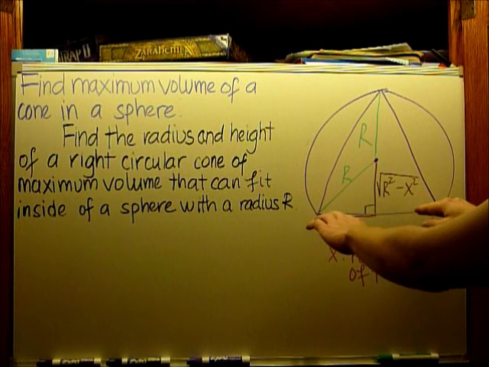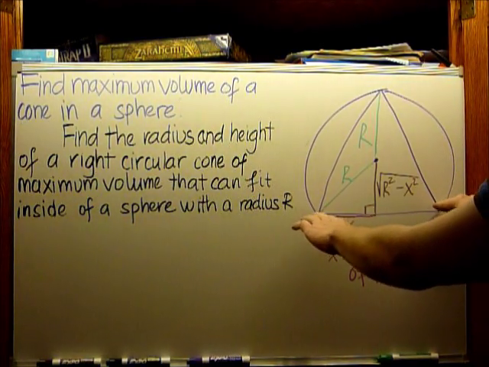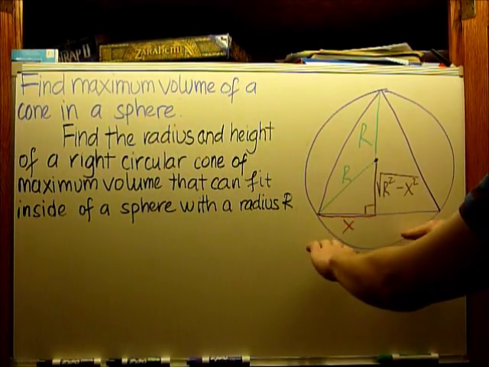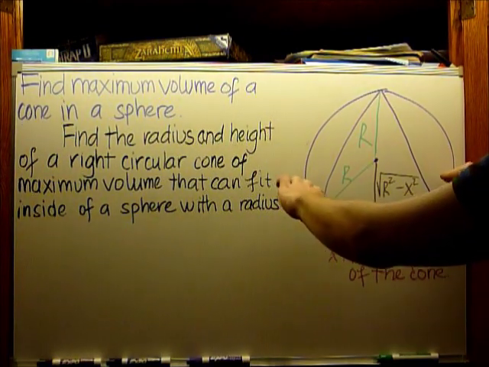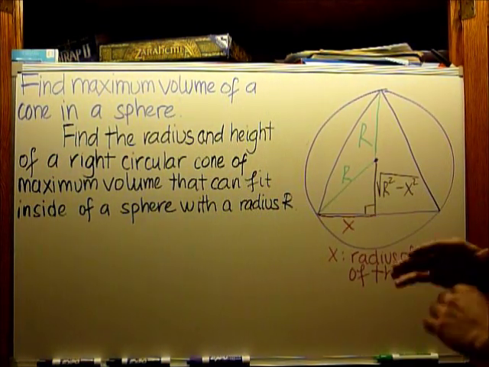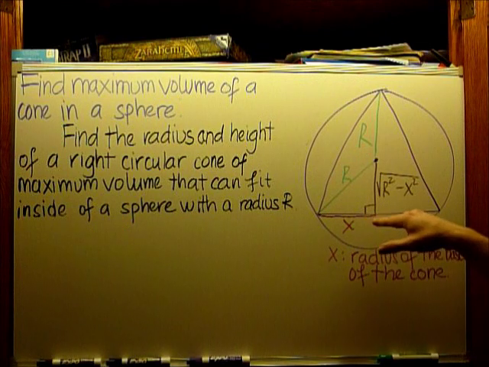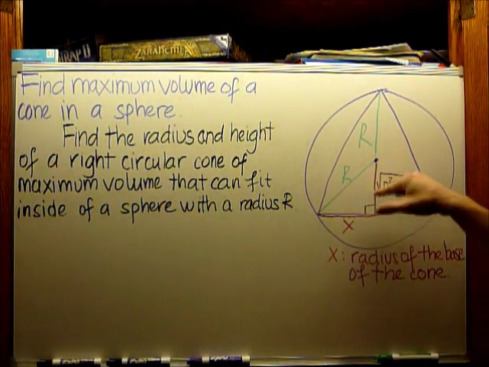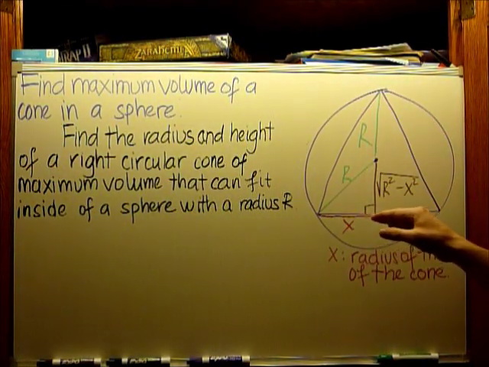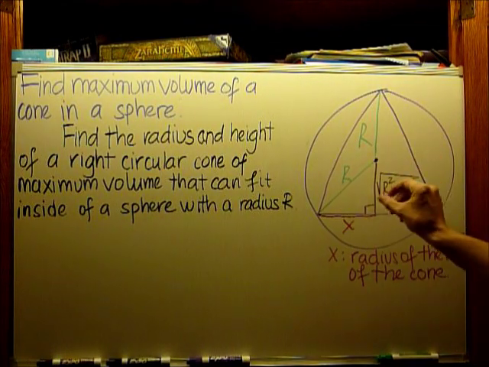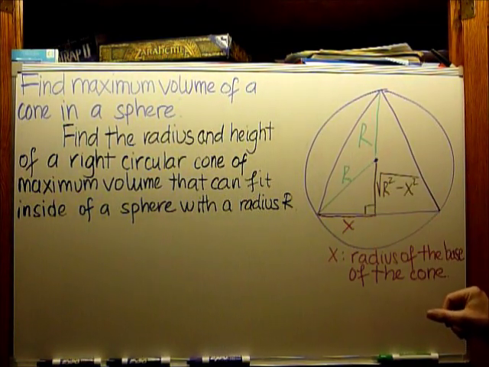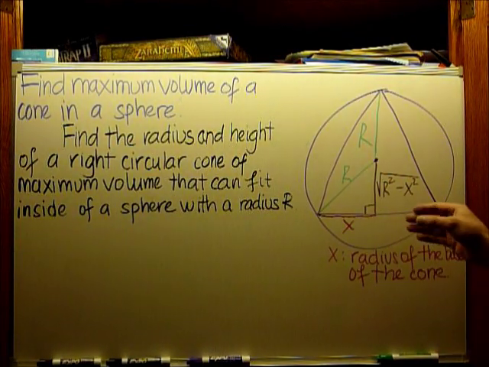Now the radius of the base of the cone can change size as it changes inside the sphere, which will change its volume. So the radius and the height of the cone will change. So we're trying to maximize those dimensions to find the maximum volume that we can obtain.